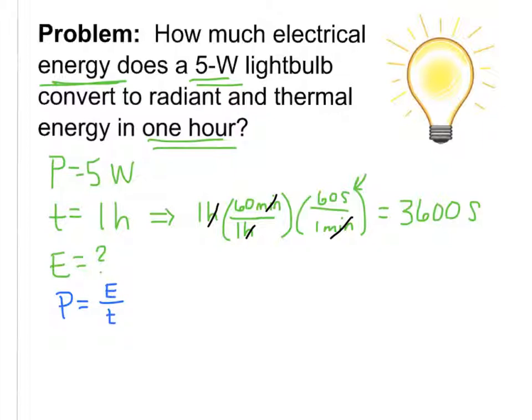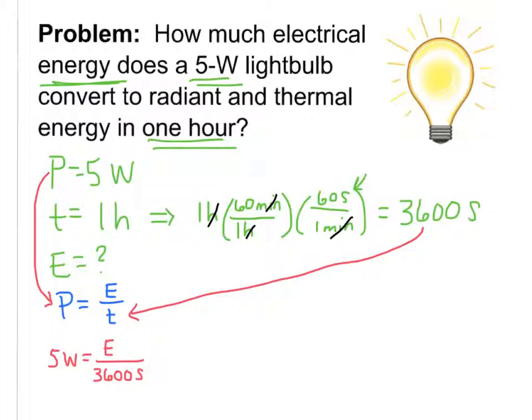This is simply a plug and chug problem. We can plug values in and chug away and find our answer. We know power is 5, so we can put 5 watts right there. We know our time is 3,600 seconds. Time can be substituted there.